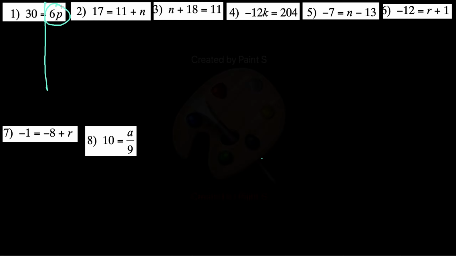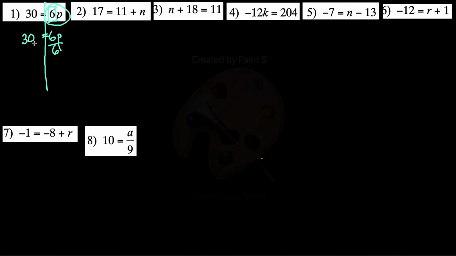What's in the way of P being by itself? Well, this 6 is in the way. So what do I do to that 6 so that I get rid of it? Well, the operation between the 6 and the p is multiplication. So I'm just going to rewrite the equation again, just so you can see. It's saying 6 times p. And you want to do the inverse operation. The inverse of multiplication is division.